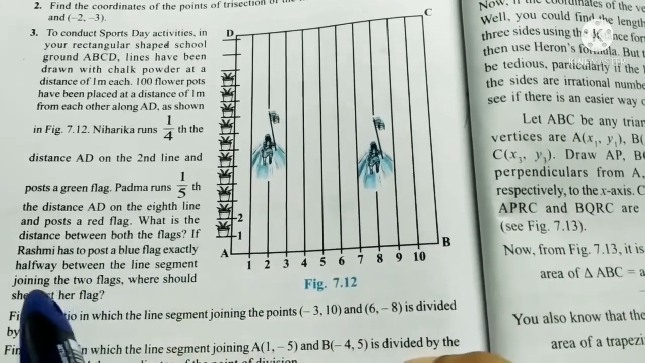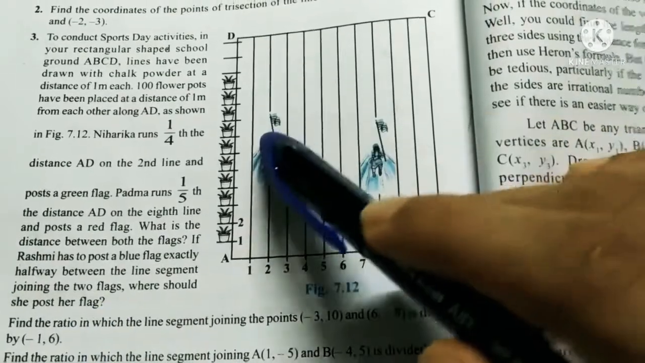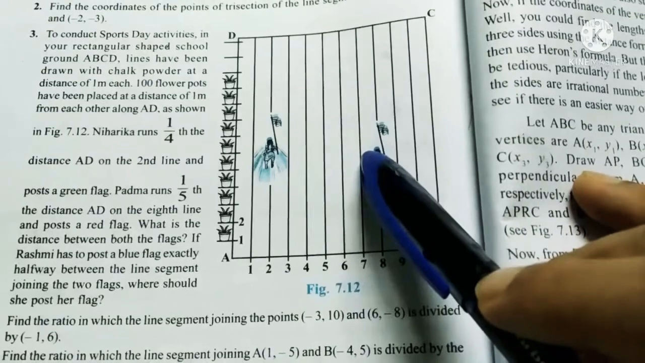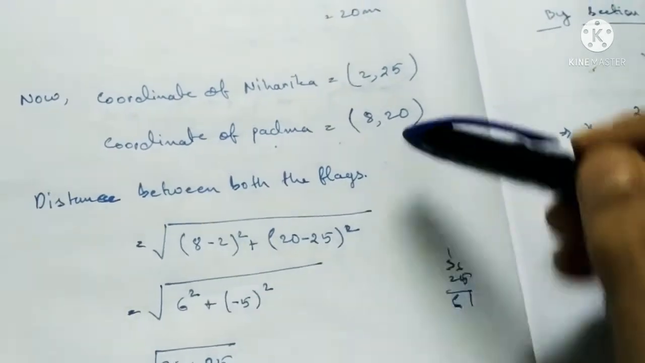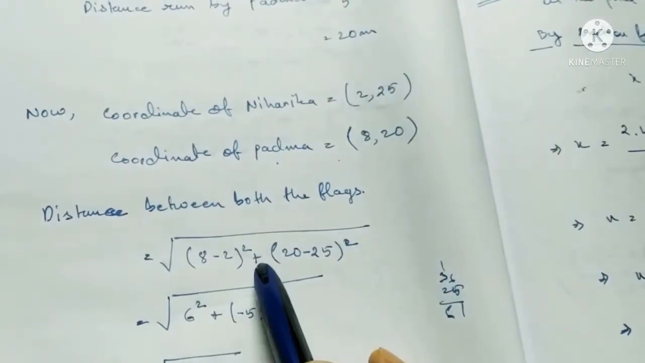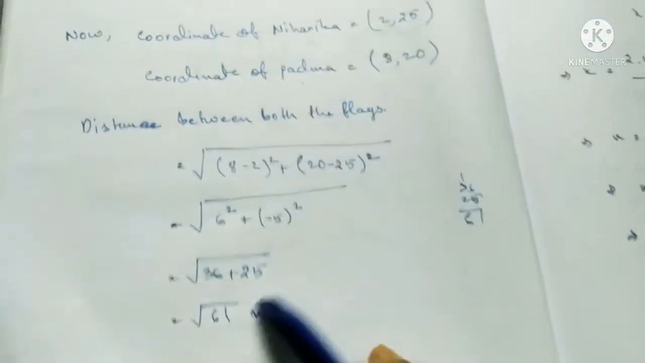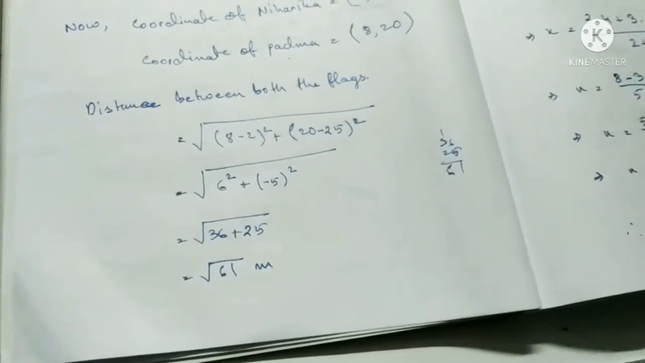Halfway between the line segment joining the two flags, where should she post her flag? So, distance between both the flags. Okay, in here I will apply the distance formula. Root over (x2 minus x1), that is (8 minus 2) the whole square, plus (y2 minus y1), (20 minus 25) the whole square, ultimately root over 61 meters. This is the distance between the two flags.